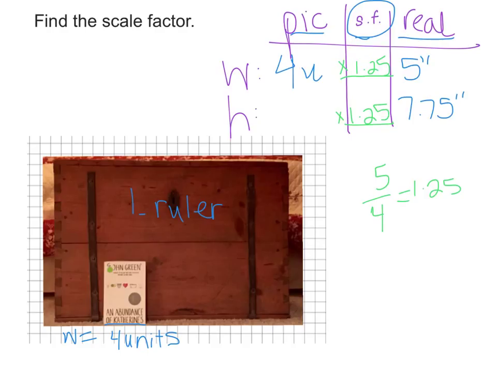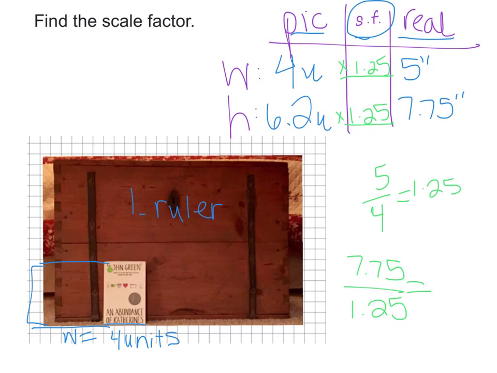Or again, I can work backwards and take 7.75 and divide that by 1.25. Completing that calculation, I found that in the picture then, my height should be 6.2 units. And it's a little hard to tell if I took this over, but I can count about 6 or a little over 6 units on the side here. So I think my scale factor of 1.25 is pretty accurate.